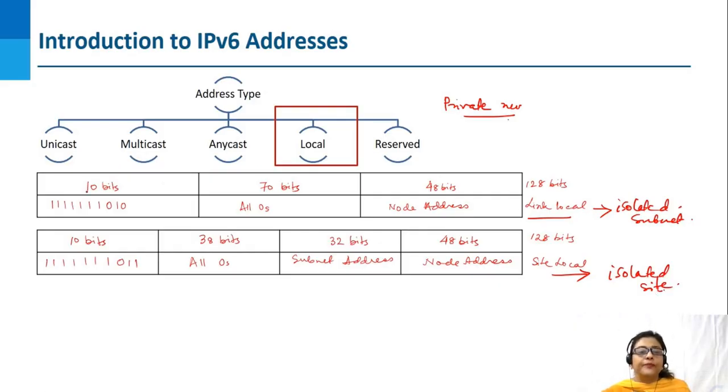For link local, the first 10 bits are like this. The next 70 bits are all zeros, and the 48 bits are reserved for the node address. So total 128 bits. For site local address, the first 10 bits are of this format. The next 38 bits are all zeros, and after that we have 32 bits which define the subnet address, and then the next 48 bits define the node address.